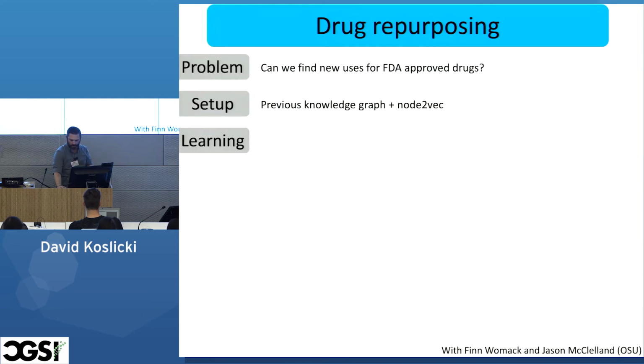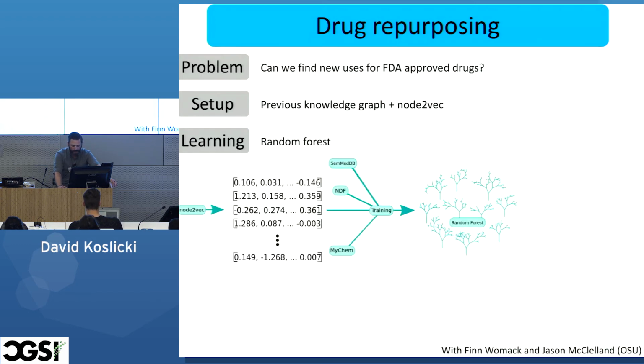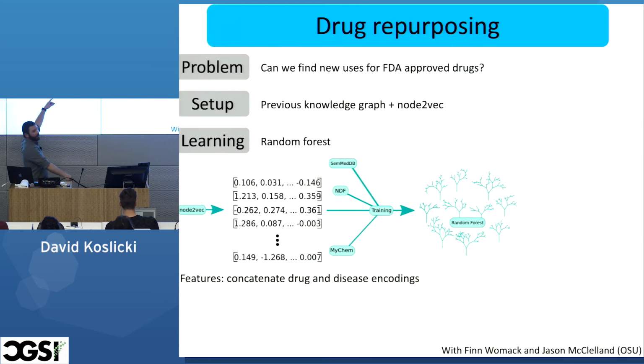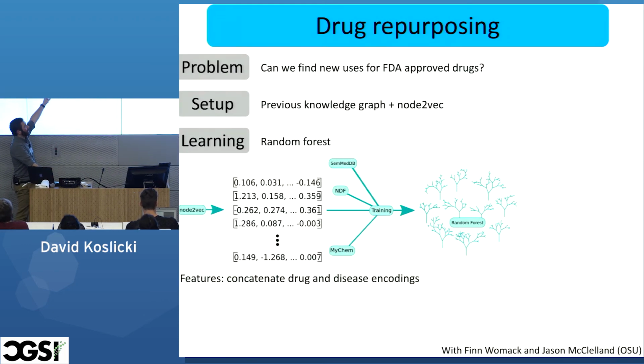Great. So how are we going to do this learning? In the end, we're going to end up using a random forest. I'm not going to go into detail on a random forest, but it's like an ensemble decision tree sort of approach. The whole basic idea is that after we have these feature vectors, one for each node in my graph, I can then take an encoding for a drug, an encoding for a disease, and concatenate them together.